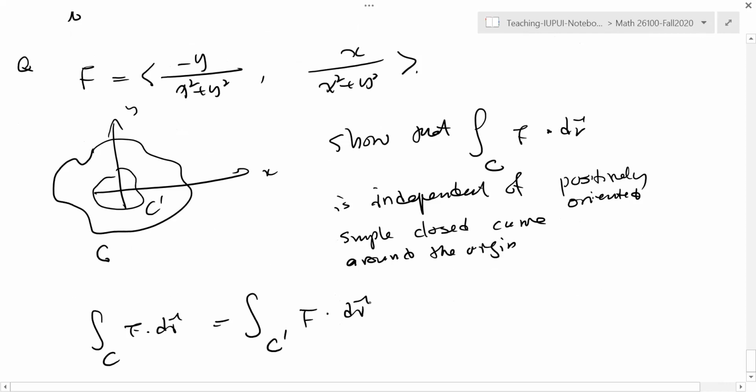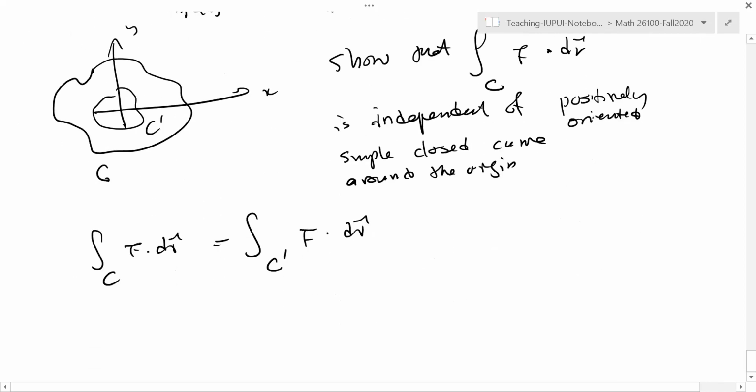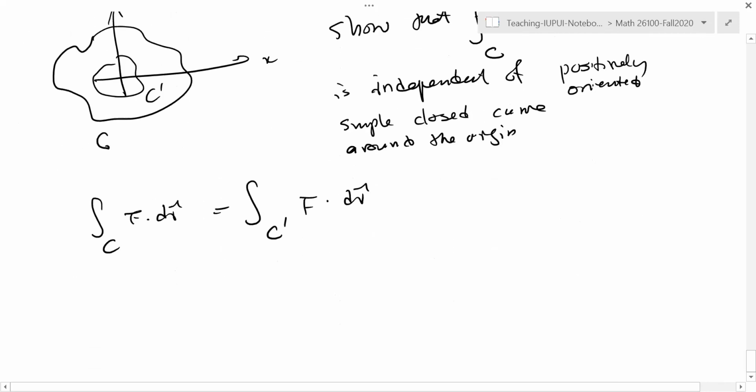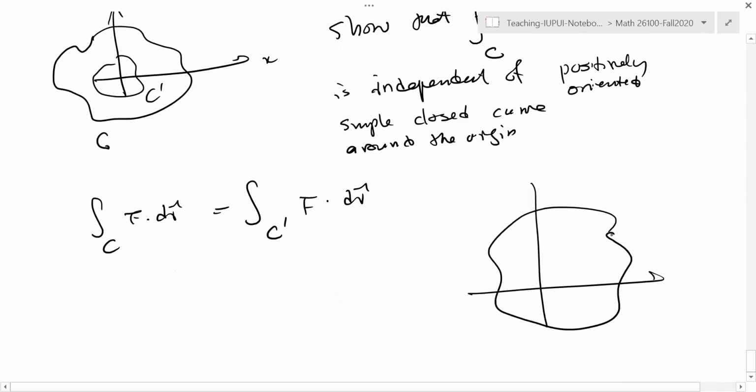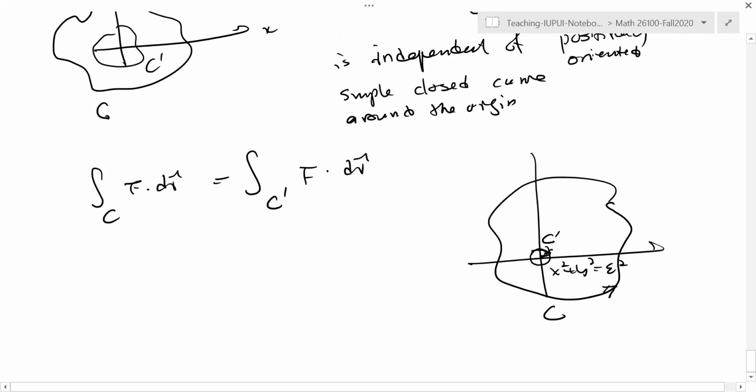Why is this true? What I'm going to do is take an arbitrary closed curve, and then I take a tiny small circle. This is x squared plus y squared equals epsilon squared, where epsilon is very small, and it's counterclockwise oriented. This is my C, and C prime is clockwise oriented. All right, and then I have a domain like that. So this is D.